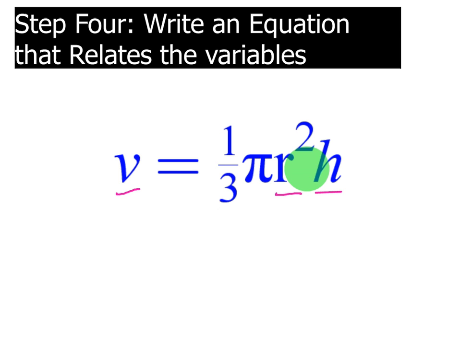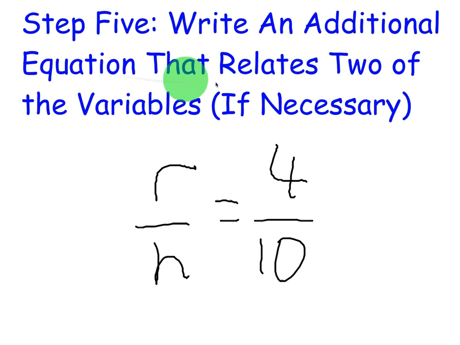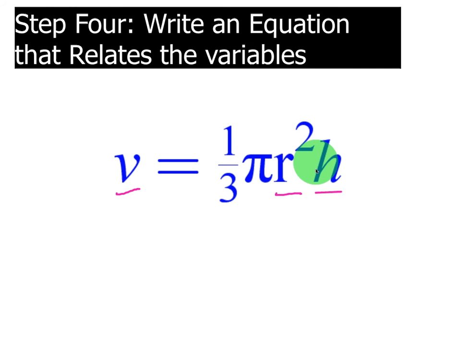This leads us to step 5. Write an additional equation that relates two of the variables. So the two variables we want to relate are R and H. Get rid of the R, keep the H.